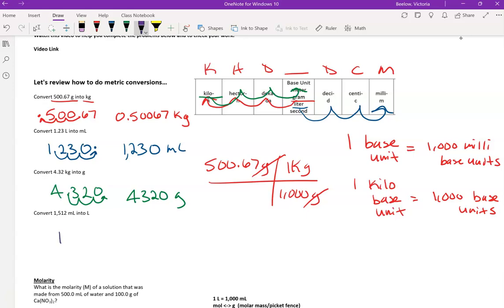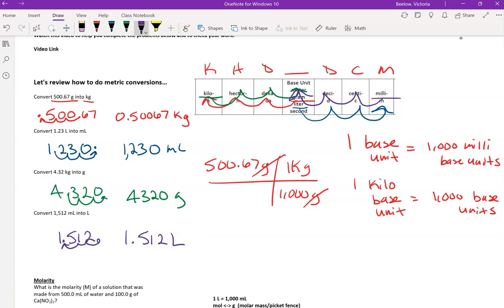And then lastly, I have 1,512 milliliters, which is here, and I need to convert that into liters. So I would move 1, 2, 3 spaces to the left. 1, 2, 3, 1.512 liters.